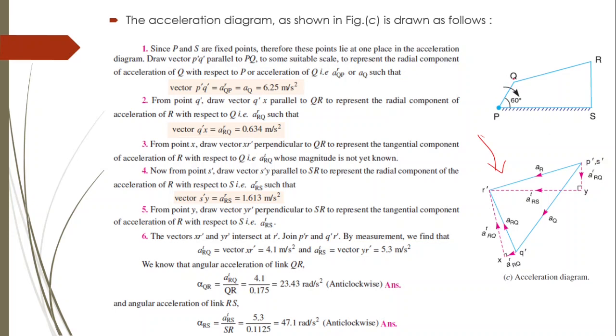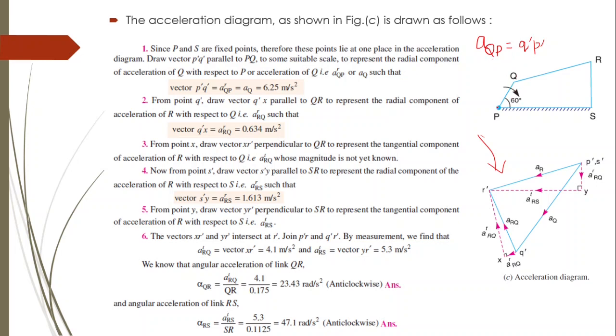Then the acceleration of Q with respect to P is equal to P dash Q dash. That we already calculated, and that value is equal to 6.25 meter per second square. Then we can represent that value with a suitable scale.